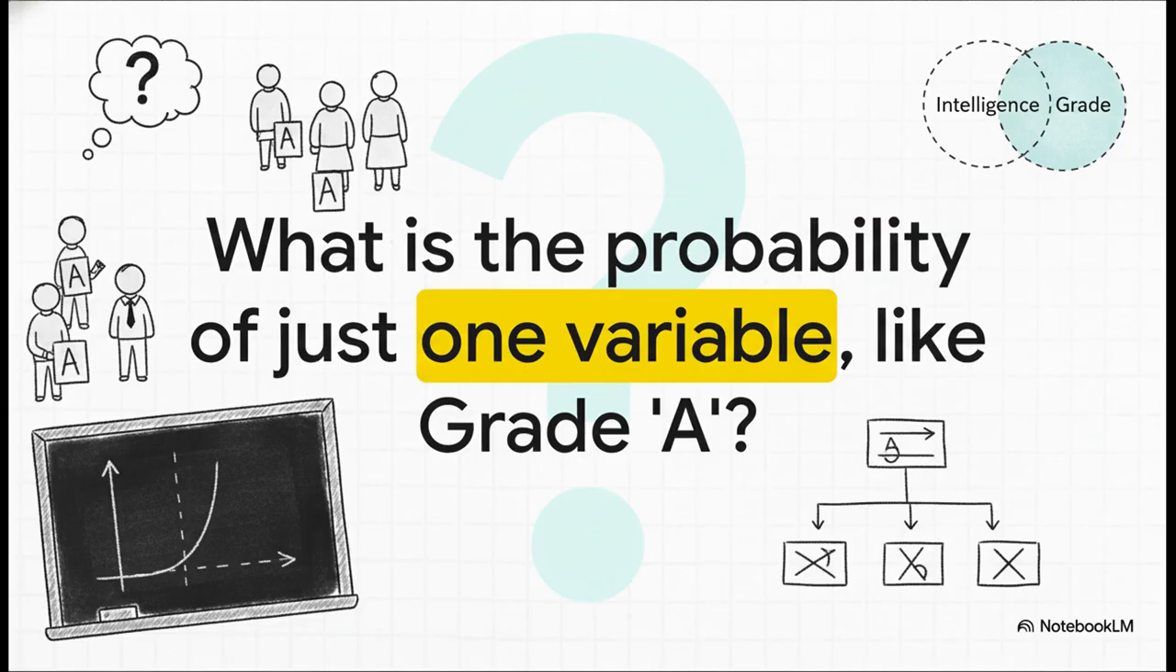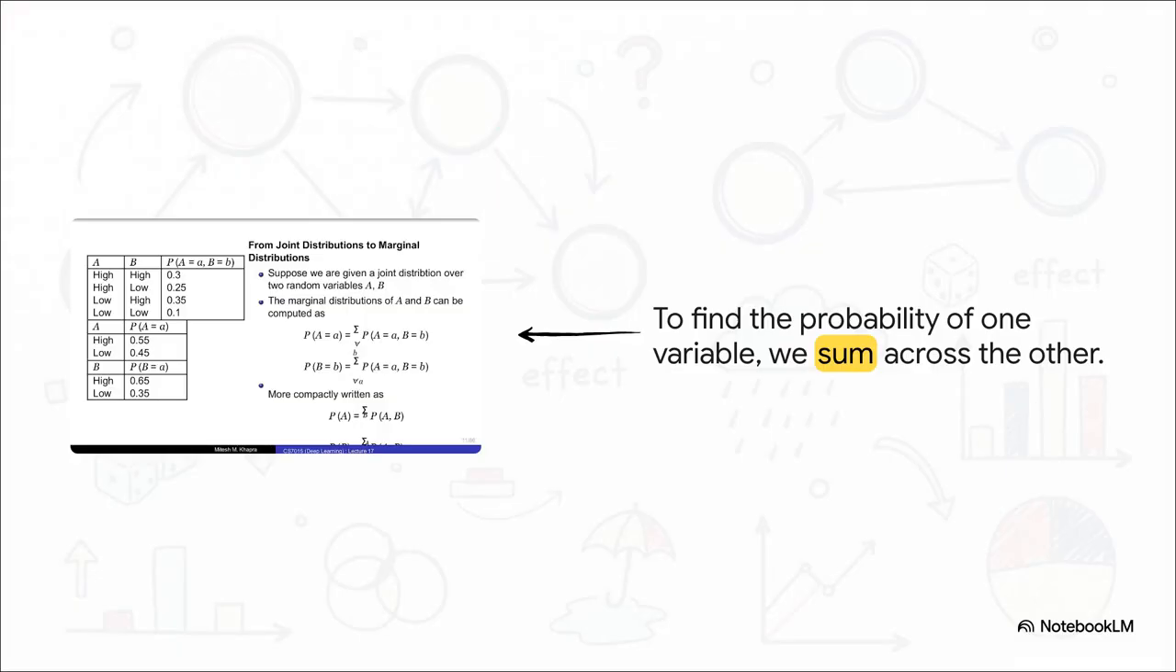Regardless of intelligence. We don't care if the student has high or low intelligence, we just want to know the probability that their grade is A. So how do we figure that out from the table we just saw? Well, the answer is a process with a fancy-sounding name, marginalization. The name might sound a bit technical, but the idea is actually very simple.